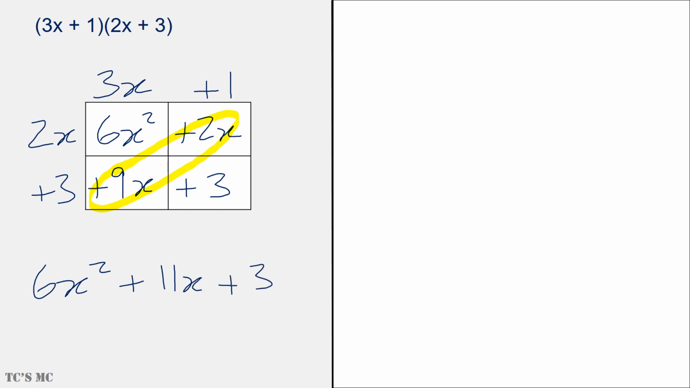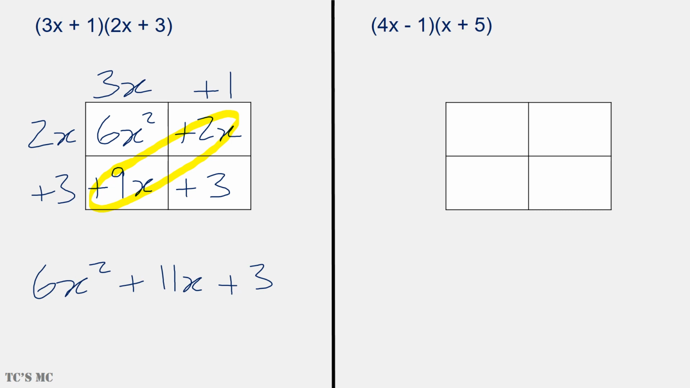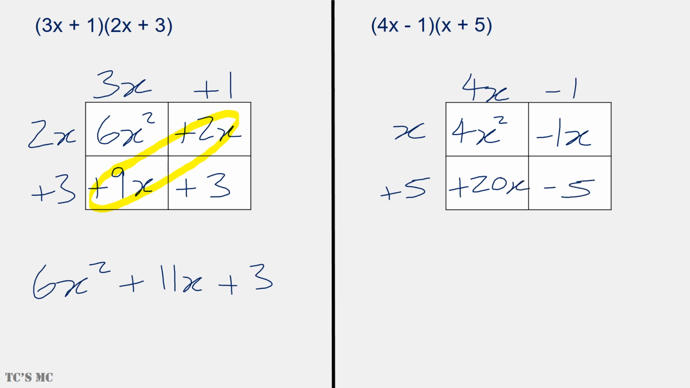Now let's try a second example. I'm going to start off doing the same thing. I'm going to write the first bracket along the top, 4x minus 1, x plus 5 along the side. And now I will multiply. 4x squared minus 1x. This is algebraically incorrect, but for the purpose of understanding, I will leave the minus 1 in there. Plus 20x minus 5.